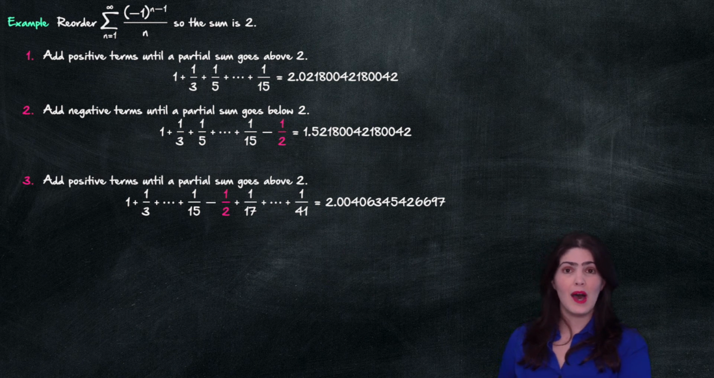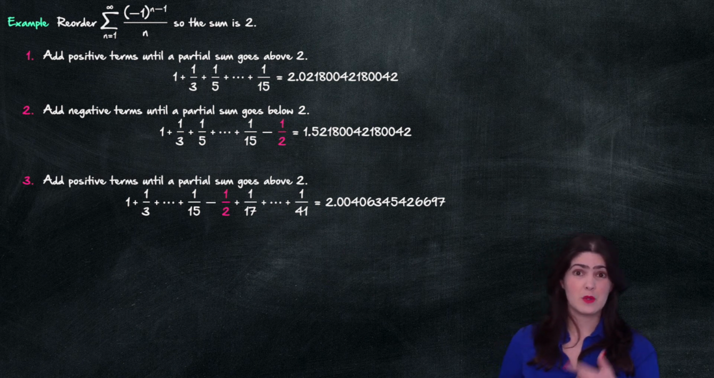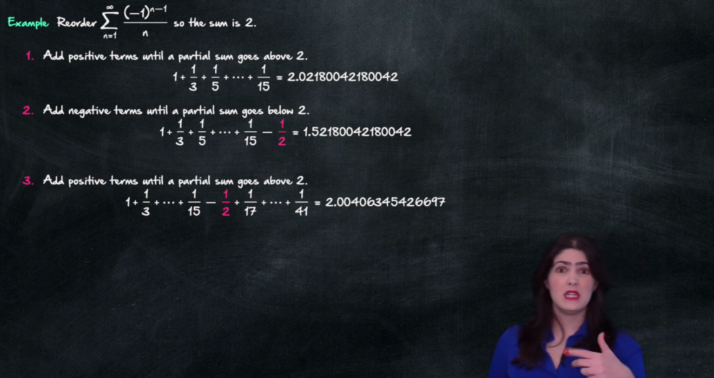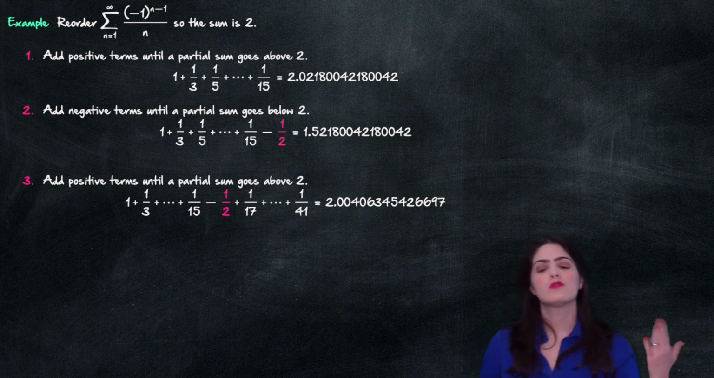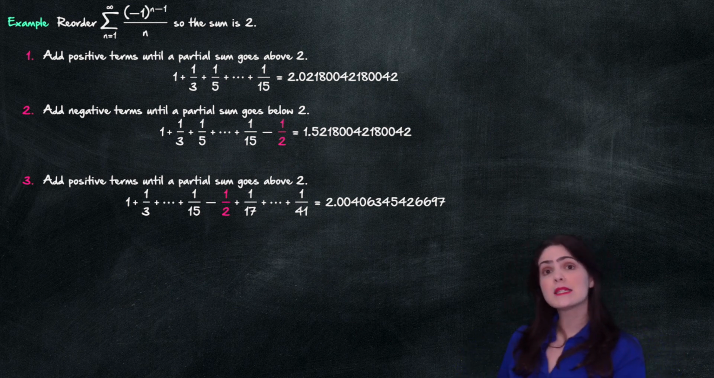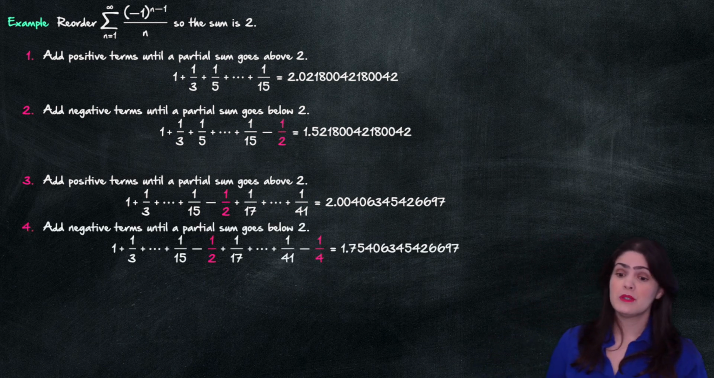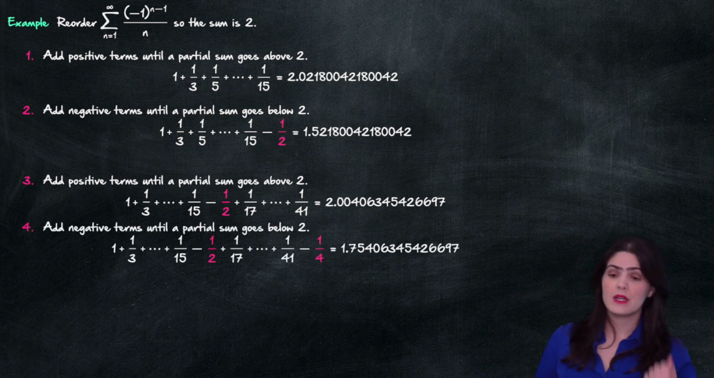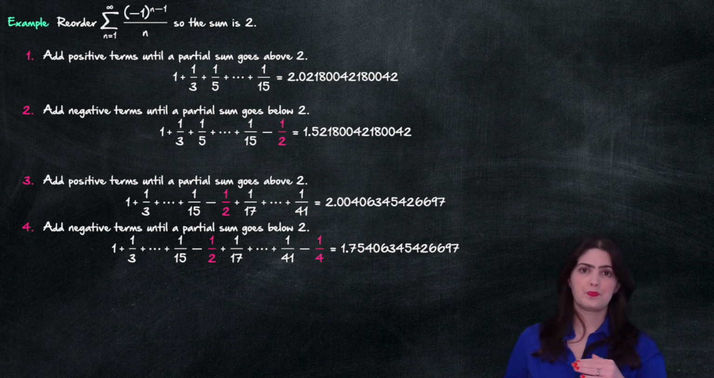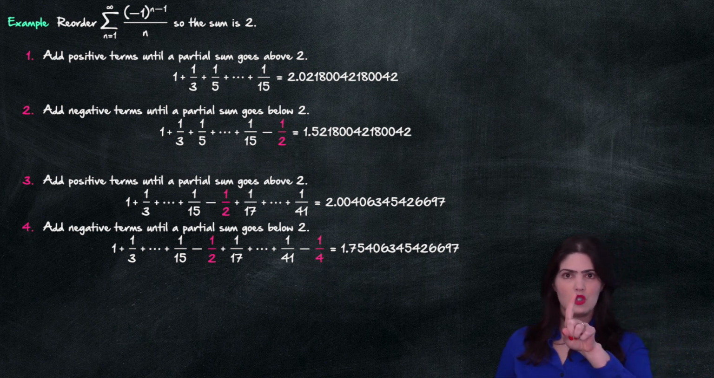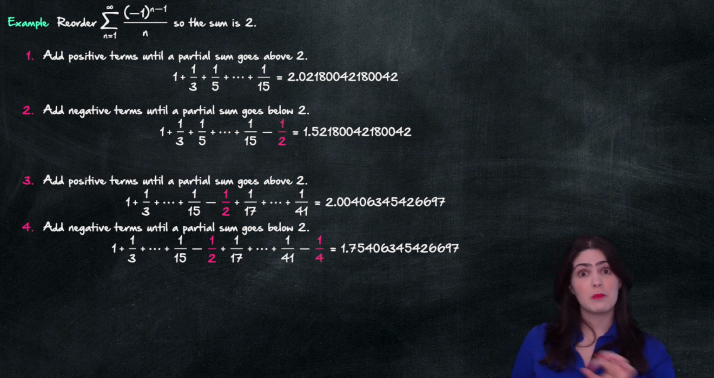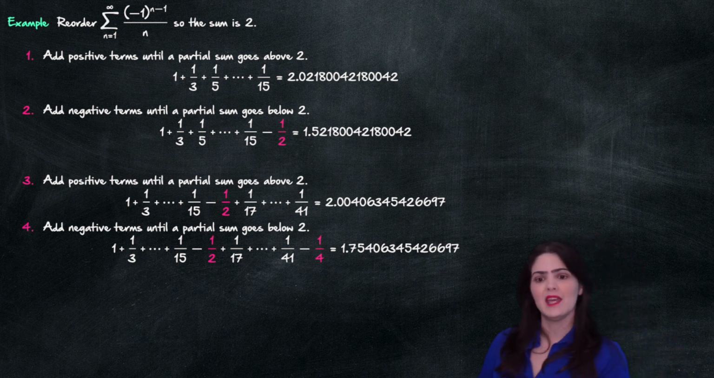So here I have to add all the positive terms, 1 over 17, 1 over 19, and so on, up to 1 over 41, and I went just above 2. And now I'm going to subtract negative terms, right? Take away something until I'm below 2. And again, I just had to do minus 1/4, and that was enough to bring me below 2. I'm going to repeat the process again.